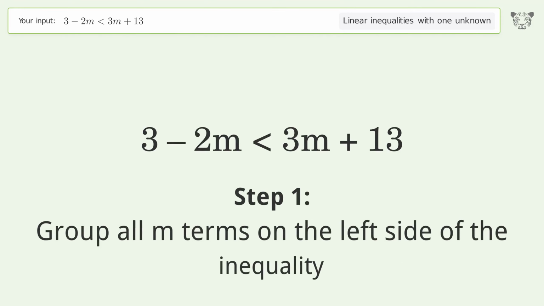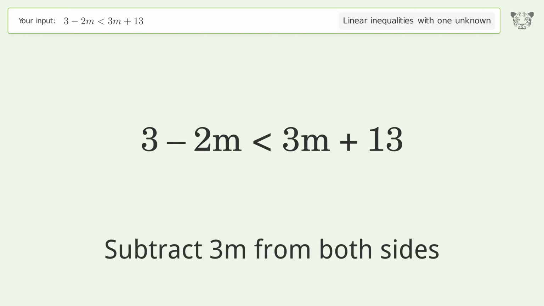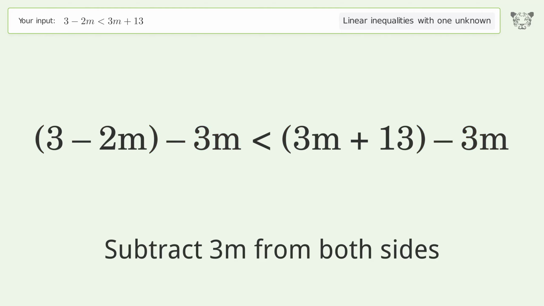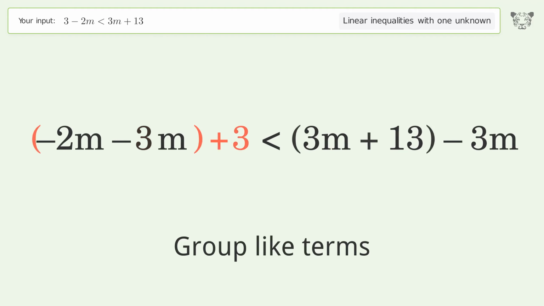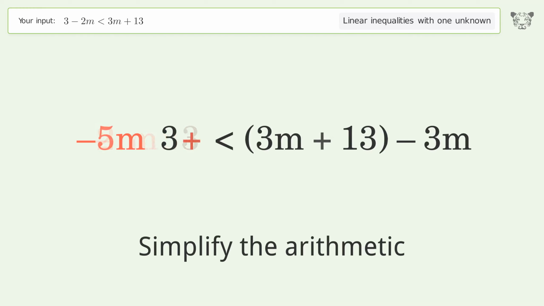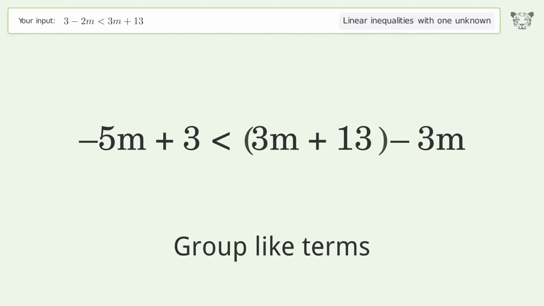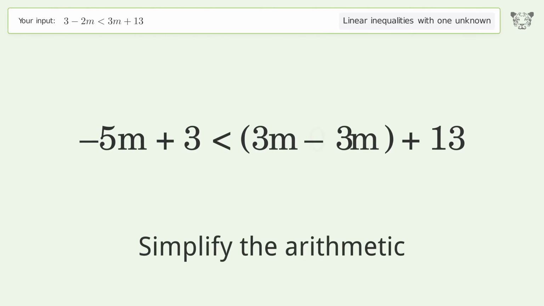Group all m terms on the left side of the inequality. Subtract 3m from both sides. Group like terms. Simplify the arithmetic. Group like terms. Simplify the arithmetic.